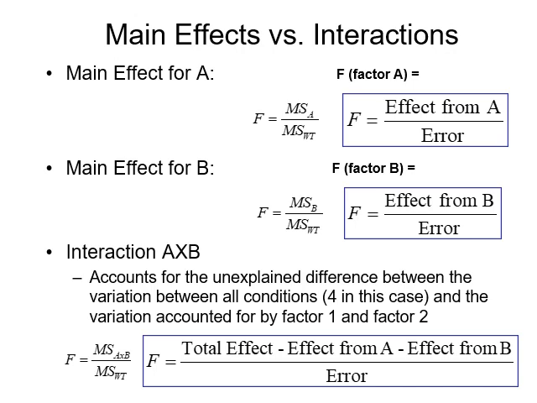And each one of these is looking at a different thing. Main effect for A is simply the effect of A over error. Main effect for B is simply the effect of B over error. And the interaction is the total effect minus the effect of A and the effect of B. In other words, is there an effect beyond the main effects that needs to be accounted for? If there is, that means A and B are interacting with each other.